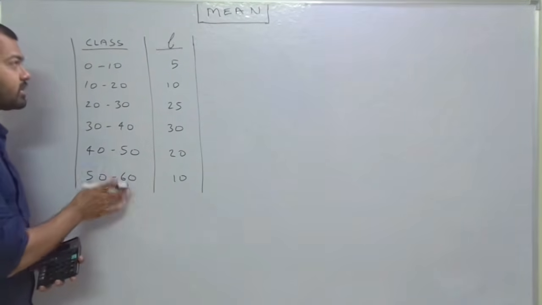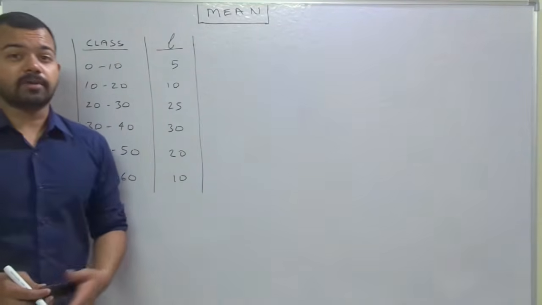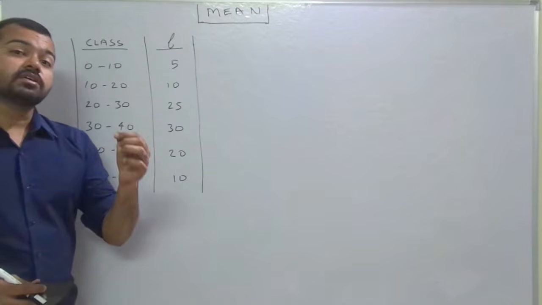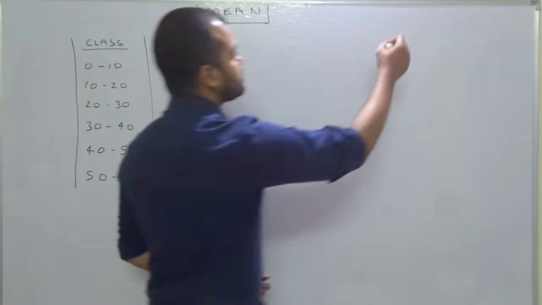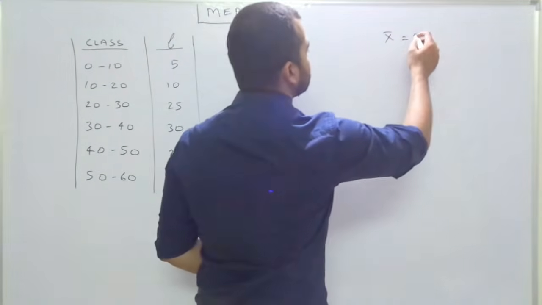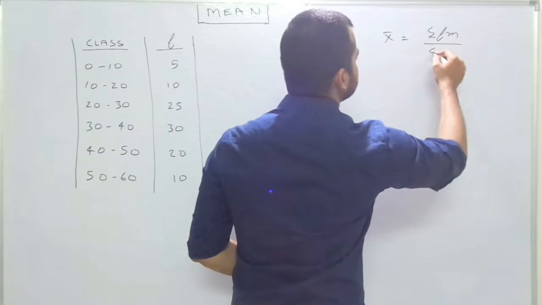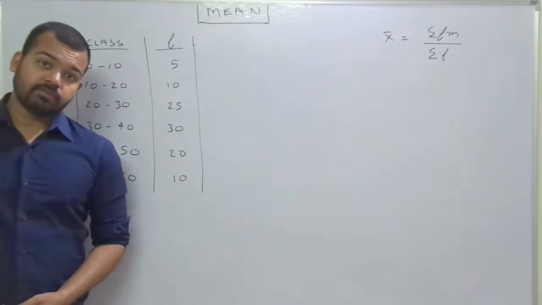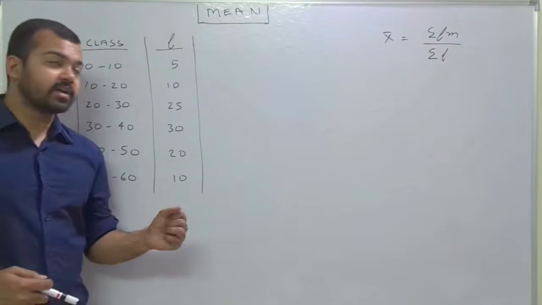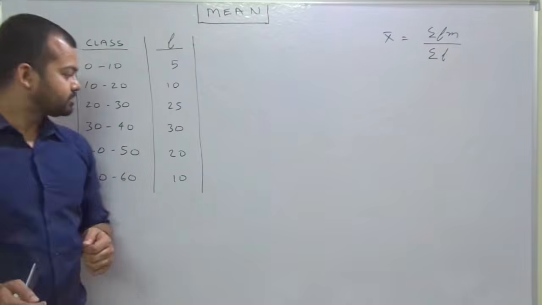So now we first have to convert these class intervals into meaningful data. But the first step is to write the formula and see the demand of the formula. So the formula for continuous series is summation Fm upon summation F. This is the formula of the direct method. We are first dealing with the direct method. After that, we will discuss the shortcut method.